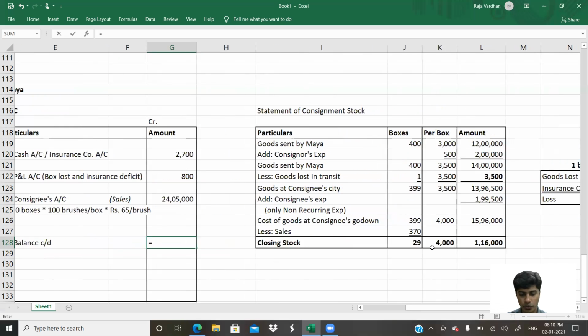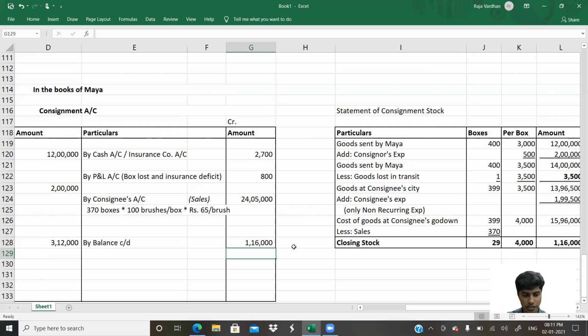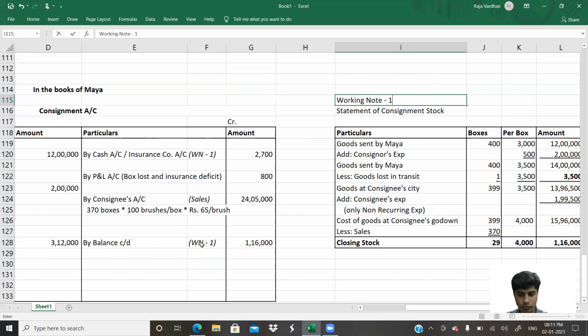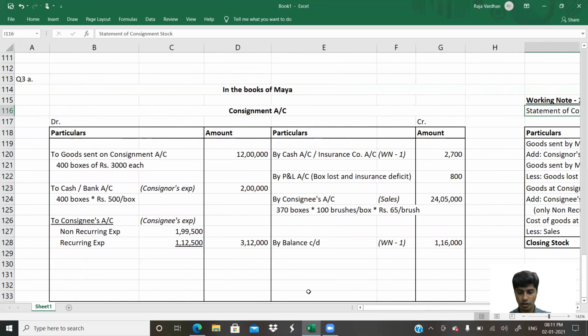How much is the value of balance carried on? 1,16,000. Yes. And one more thing, this is working note number 1. I'll call this working note number 1. I'll copy this and paste it here as well. Perfect. That is working note number 1. So it shouldn't be of much difficulty to you from here.